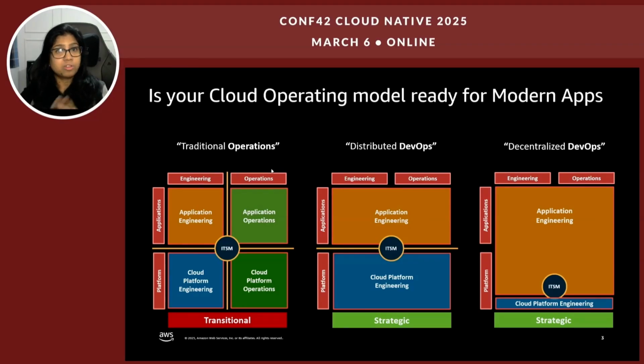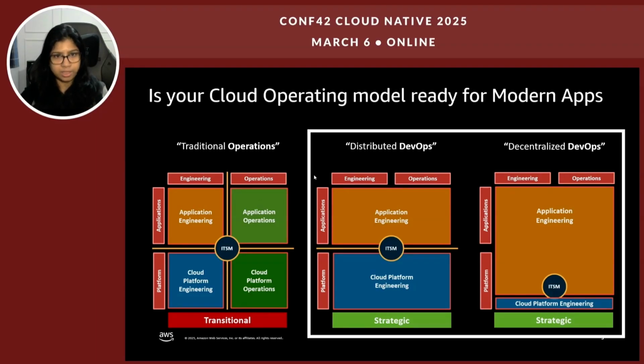And then we have distributed DevOps or decentralized DevOps. Both of these are DevOps models. How they differ is the level of autonomy you give to your application engineering team to build and run their own components, and how much control and governance you have with the cloud platform engineering. Usually organizations start with distributed DevOps and move towards decentralized DevOps.